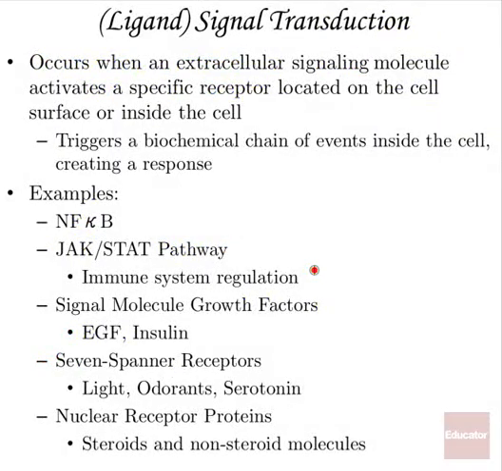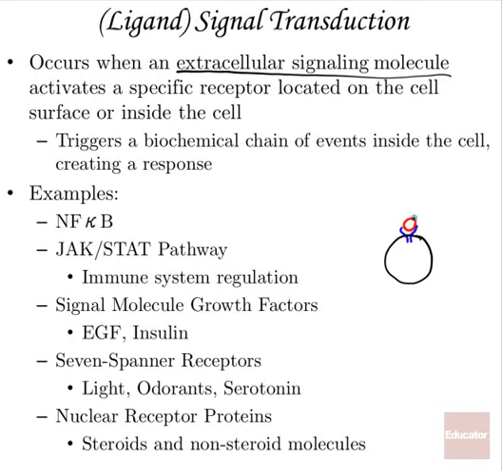Okay, now let's move on to signal transduction. Signal transduction occurs when an extracellular signaling molecule activates a specific receptor located on the membrane of the cell. If I draw it out, here's a cell, here might be a receptor, and here is our extracellular signaling molecule.